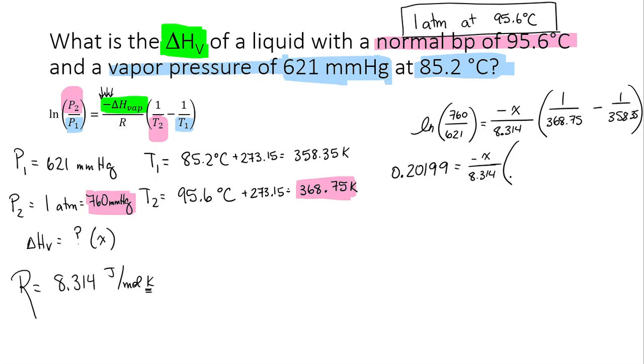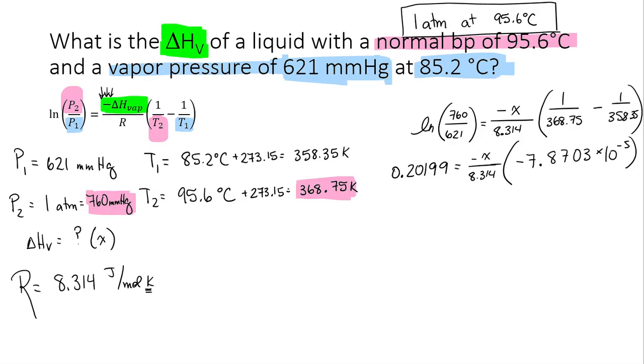And again, I'm going to just do this on my calculator. 1 divided by 368.75, enter, minus parentheses, 1 divided by 358.35, close parentheses. And I got negative 7.8703 times 10 to the negative fifth. Okay, now this is where, again, I start panicking a little bit. I've got negative signs and all kinds of craziness happening.